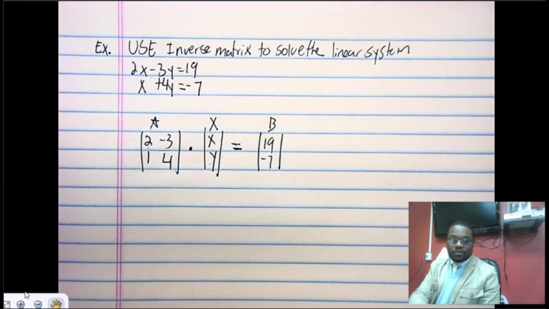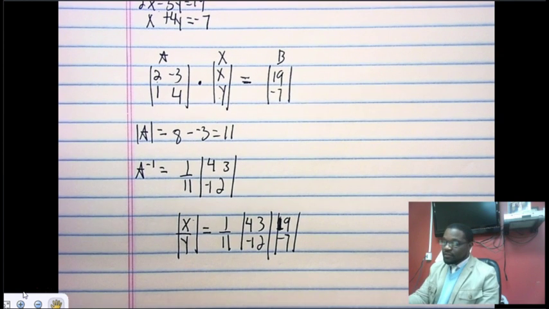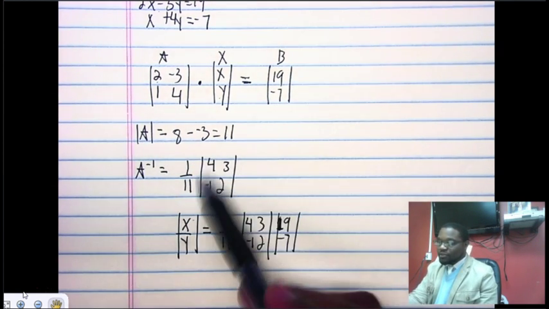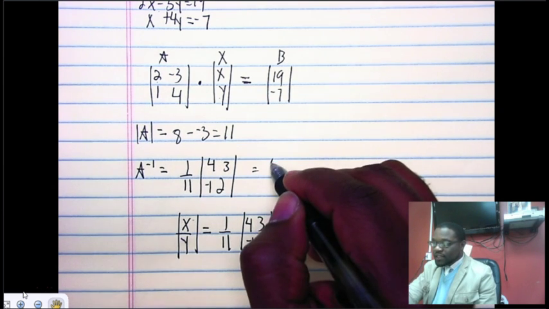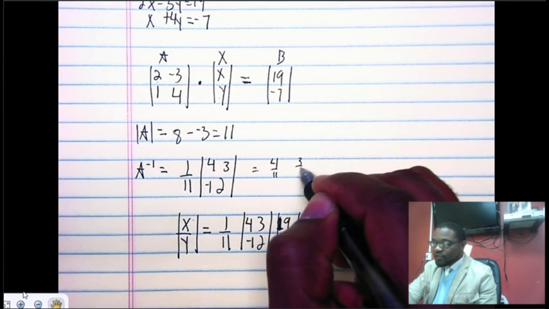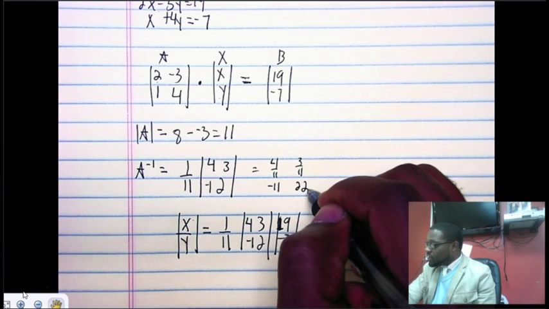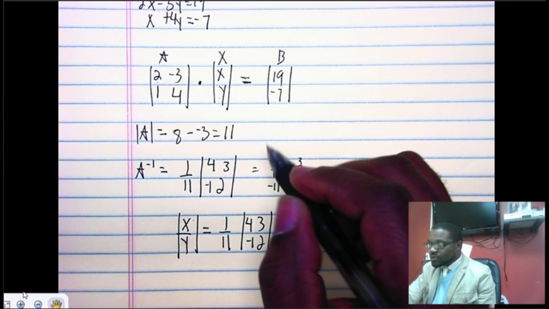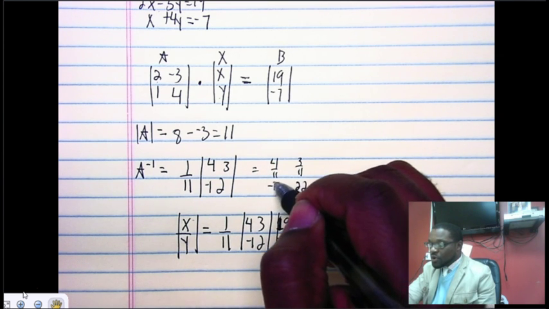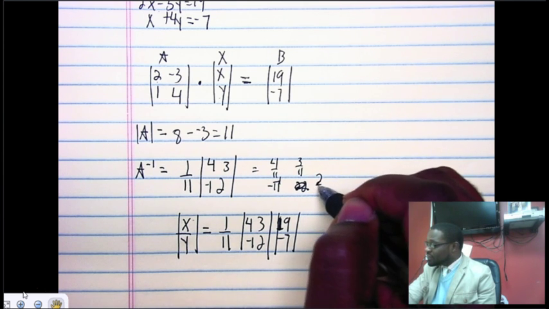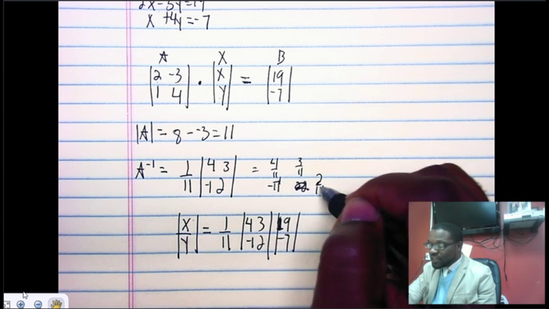So I'm going to do this for the sake of time. Find the determinant and the inverse. And you go ahead too. Okay. So what I did was found my determinant, and then I found the inverse. But I didn't go ahead and multiply it. You can multiply this and get 4 over 11 and 3 over 11 and negative 1 over 11 and 2 over 11. I said that wrong. That's negative 1 over 11 and 2 over 11.